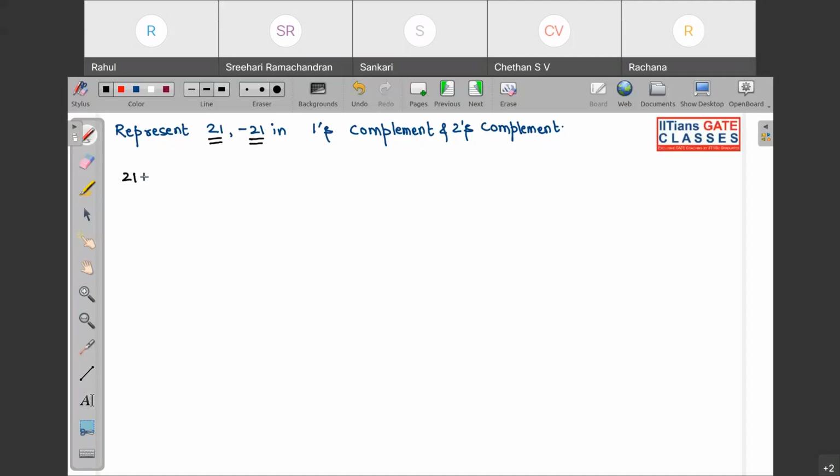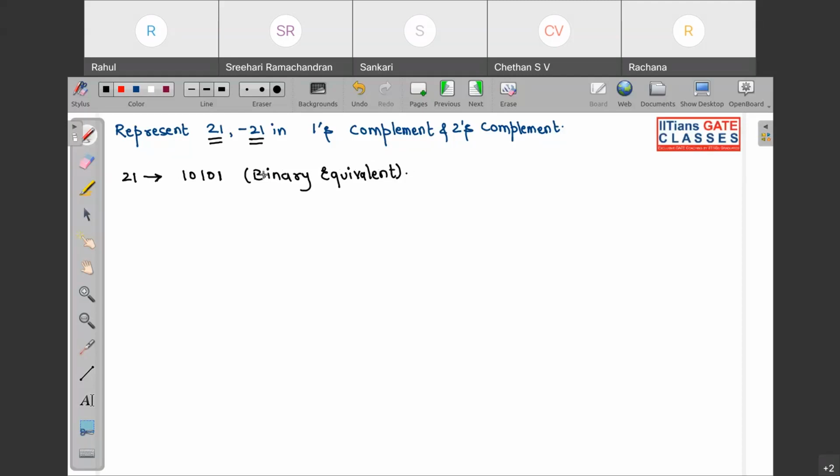See, what is 21? It's very simple. 21 is 1 0 1 0 1, which is 16 plus 4 plus 1. So this is 16, this is 4, this is 1. That is 21. This is your binary equivalent of 21.